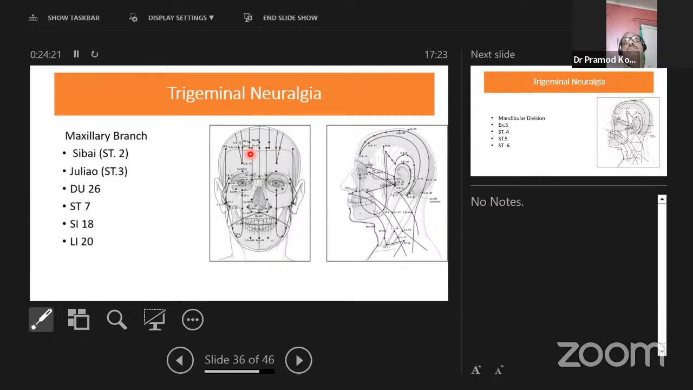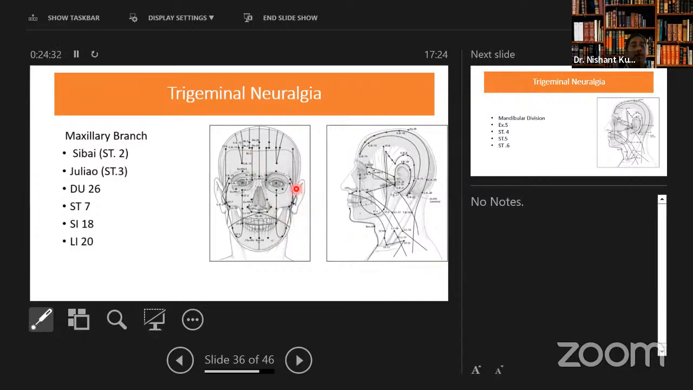Okay. But here what we will be doing, we will be using Ashi point as well as the important points in the local area. Suppose we have to see the maxillary branch. So maxillary branch के वहाँ पे क्या क्या आएगा? जैसे stomach 2 आ रहा है, ठीक है? Stomach 3 आ रहा है, SI 18 आ रहा है, ठीक है? And LI 20 आ रहा है. So these are the common points that are there in the vicinity of the maxillary area that is supplied by the maxillary trigeminal nerve.